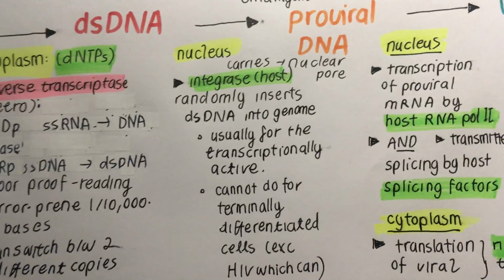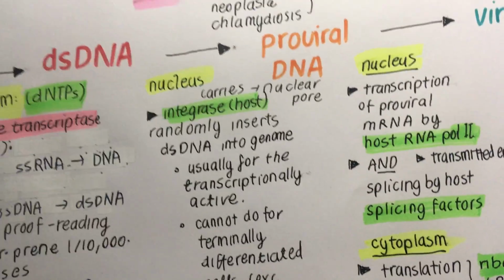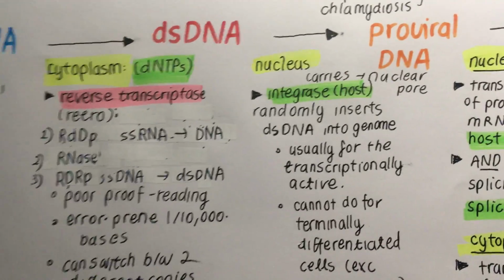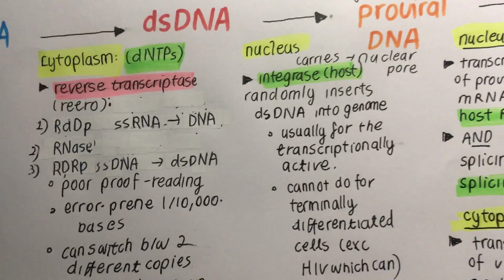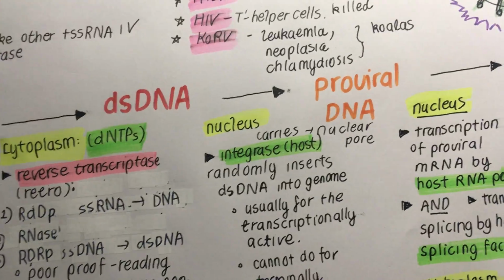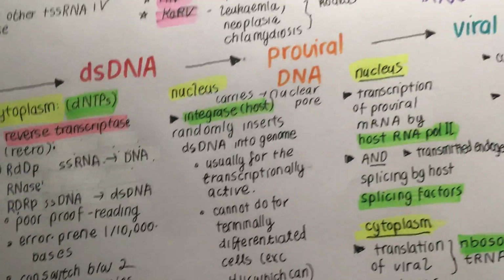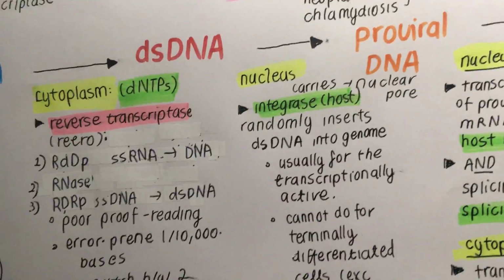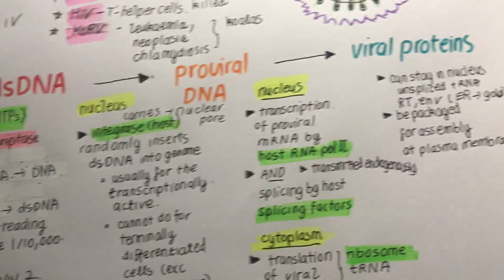Additionally, within the nucleus, the integrase doesn't just integrate this proviral genome into any host genome. It is usually in undifferentiated cells, and it is also usually done in transcriptionally active genomes. Except for HIV, because HIV can do this even in terminally differentiated CD4 plus T cells.